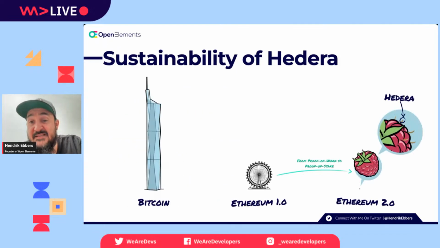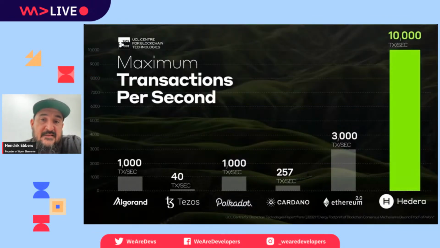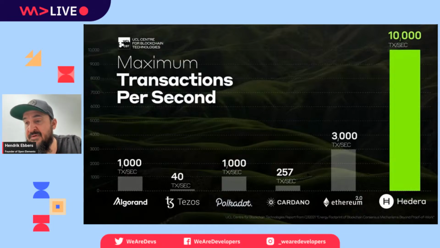So coming back to this picture, I added Hedera to it, and you can see that that is the next step when it comes to sustainability. And what we do not see here is speed, because the speed is quite high too. This one I updated today, where we had over 45 billion transactions handled by the Hedera network, with, when I did the screenshot, over 1,000 transactions per second. The independent USC Center for Blockchain Technology did some speed tests on the biggest networks on the market, and here you see that Hedera is by far the fastest one, way faster than Ethereum 2, for example.